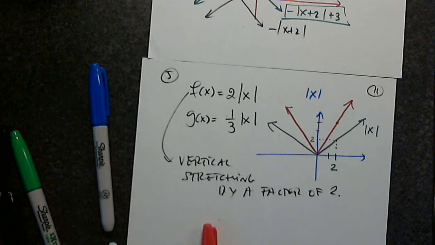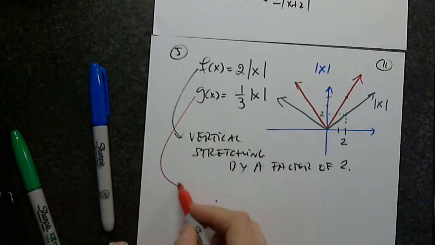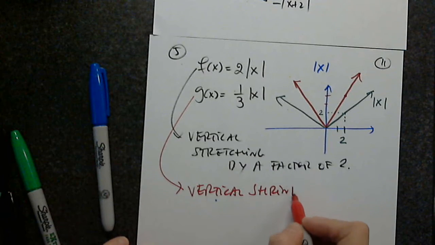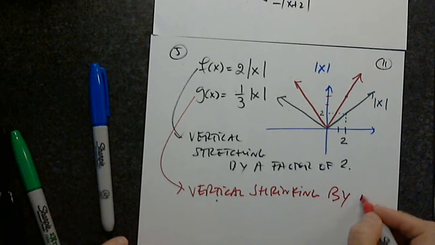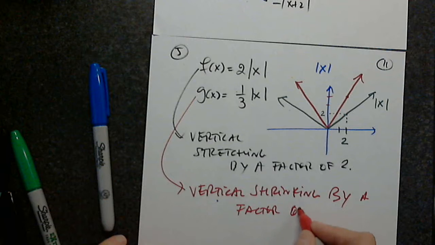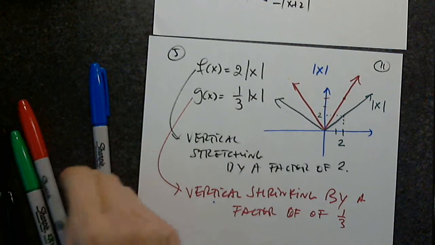We call this a vertical shrinking of the graph by a factor of 1/3. Because I chose 2 and 1/3, but you know what I mean. If it's a ratio less than 1, it will always be a vertical shrinking. If it's a number greater than 1, it will always be a vertical stretching, by a factor of 1/3 in this case. So let's graph that function as well.